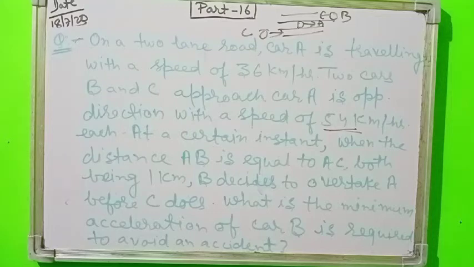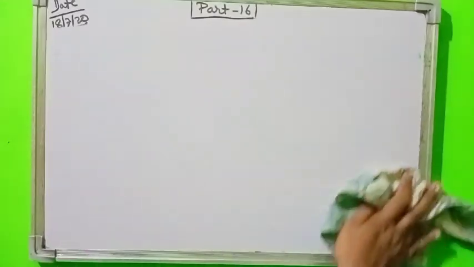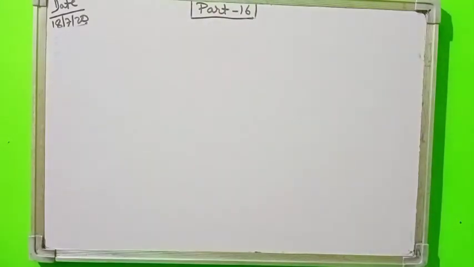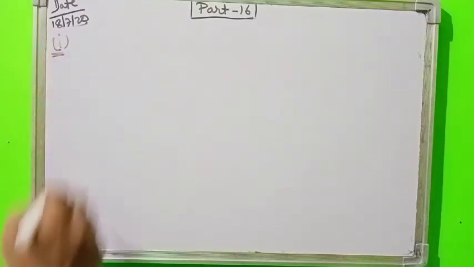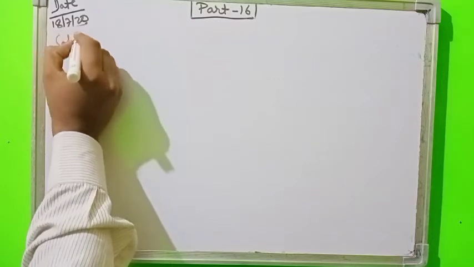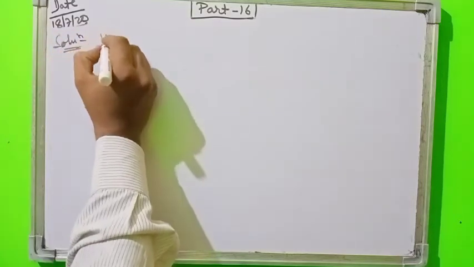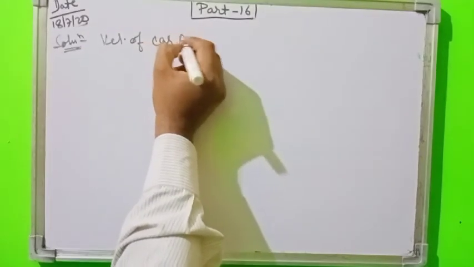So first of all, we have to calculate the time available for crossing B and C. Before that, we have to calculate the relative velocity of B with respect to A and C with respect to A. And then we will find the acceleration by the equation of motion. So look at here, students. This is the solution. Velocity of car A.